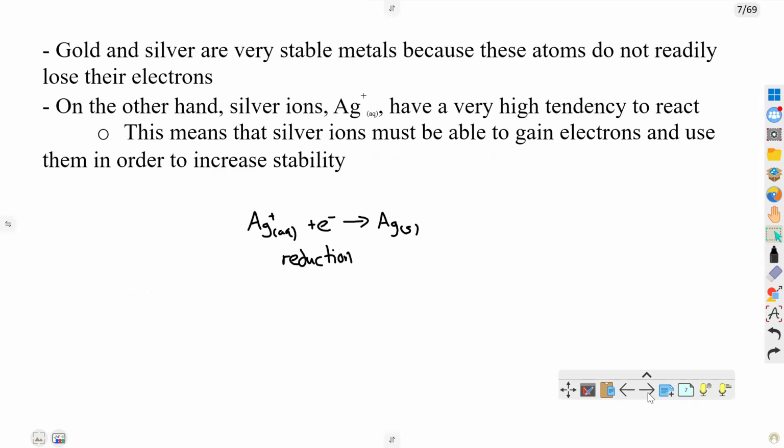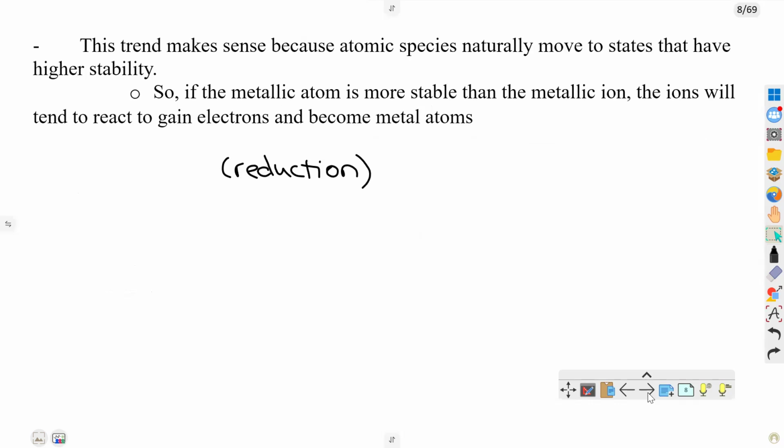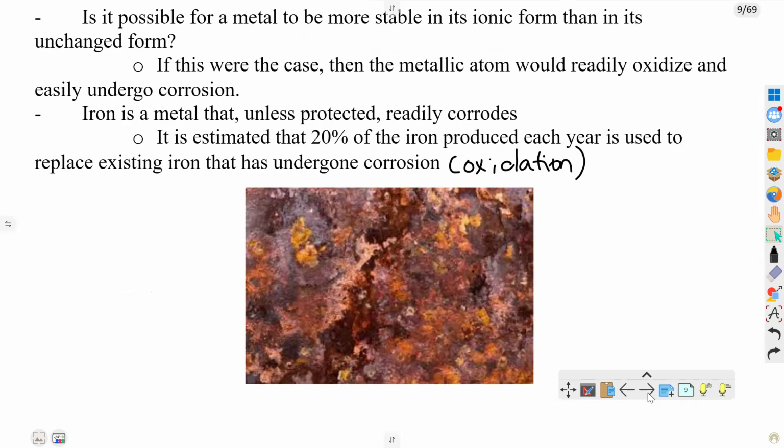See how I'm using different ways of saying the same thing here. Gaining electrons, being reduced, undergoing reduction. All of those three phrases mean the same thing. But this allows them to gain those electrons very easily to increase their stability. Now, this trend does make sense because atomic species naturally move to states that have a higher stability. So if the metallic atom is more stable than the metallic ion, the ions are going to react to become that stable metal atom. So they're going to undergo that reduction very easily.